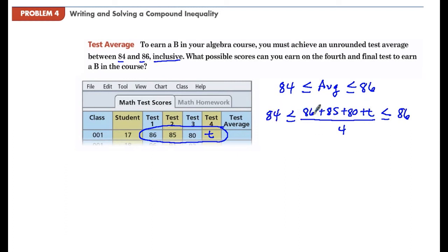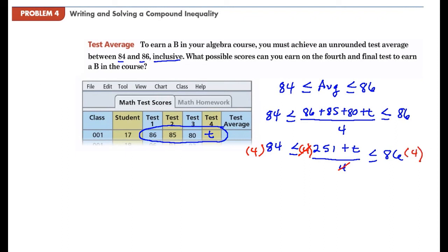We're going to first add 86, 85, and 80 and simplify that. So that's going to give us 251 plus T divided by 4. And that's also going to fall under 86. Alright, to get rid of the 4, we're going to go ahead and multiply all numbers by 4. So multiply this by 4 so that these cancel. Multiply 84 by 4, and multiply 86 by 4.